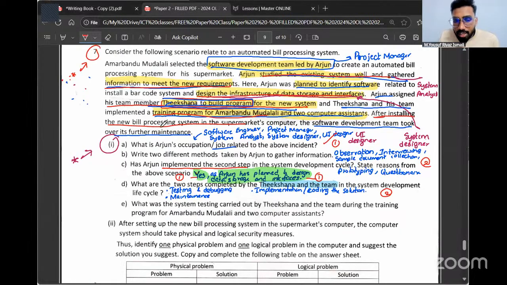They said after installing the new billing system in the supermarket, the software development team took over its further maintenance. So they took over the maintenance after the installation was done. So who knows if they did the installation? When you say, for example, after that person finished something, I took over the project, another person finished something, then they took over for you. You take over something after the previous person goes away. So the deployment is not directly mentioned.